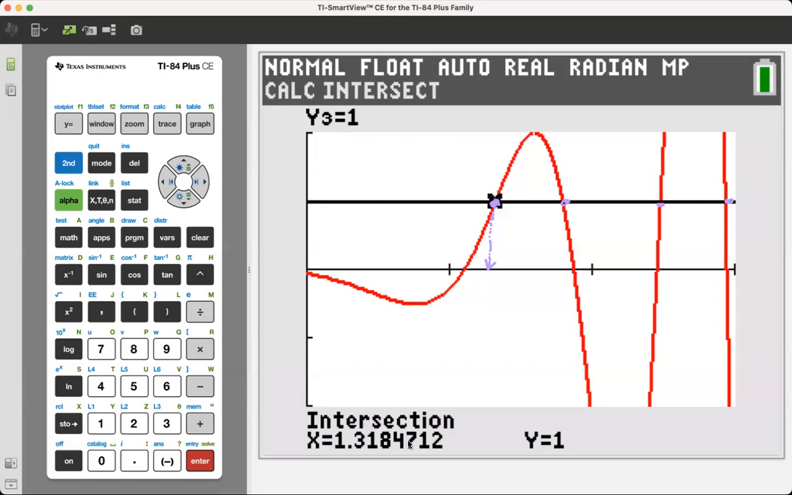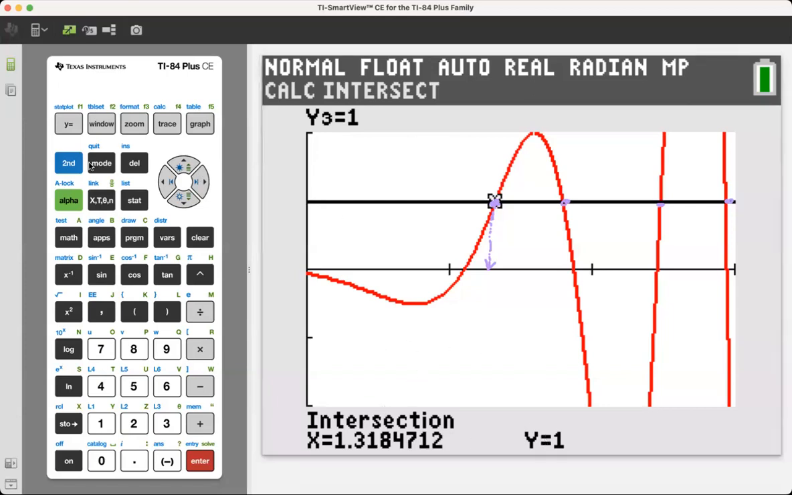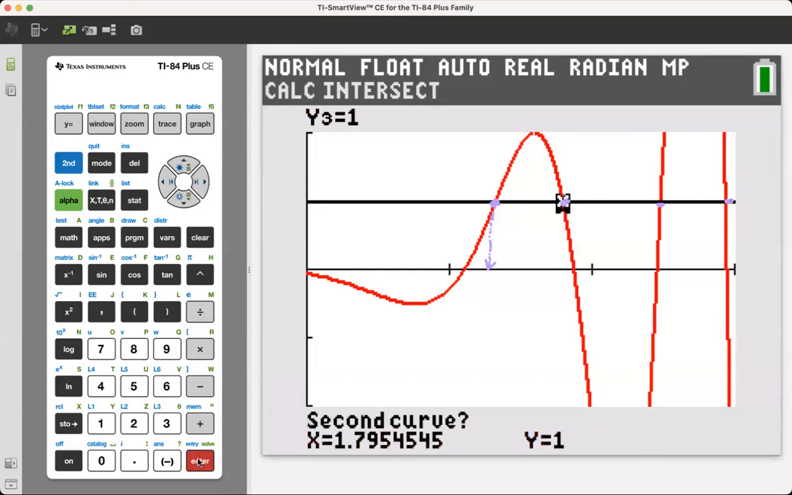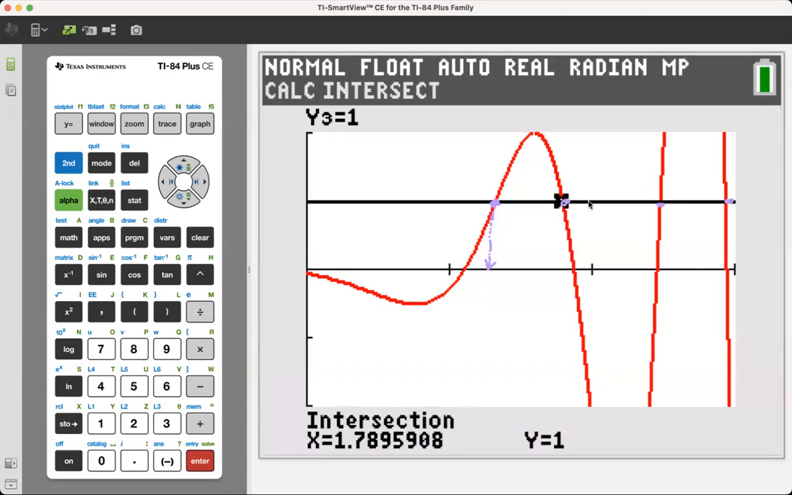Okay. And you do the exact same thing to get the other ones. Again, you'd have to do second trace, intersect. Now I'm going to move the cursor over to the next intersection right here, and I'm simply going to bump through enter 3 times. First curve, enter, second curve, enter, guess, enter. And without further ado, you have another timestamp when the acceleration is 1. That time is 1.7895, etc. Rinse and repeat for the next 2. The intersection feature is tremendous when you're looking for when something happens.